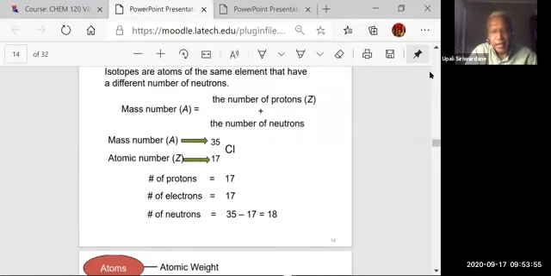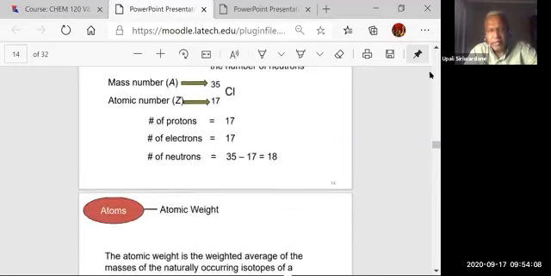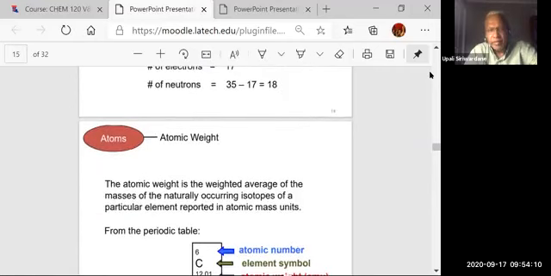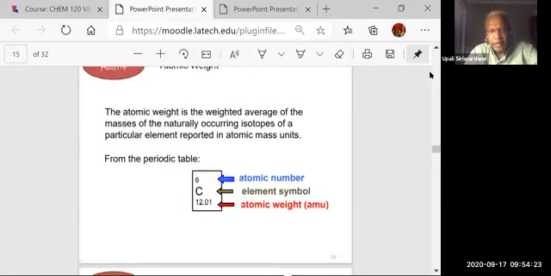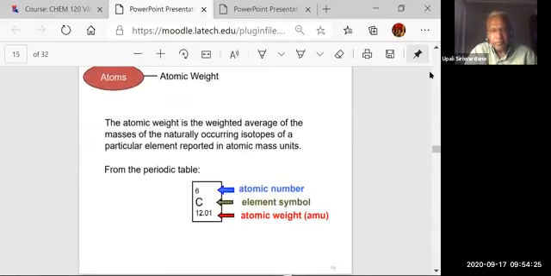Minus 17 is 18. I'm sorry. Proton number and the electron number is the same as the atomic number. In the neutral atom, the number of protons is equal to the number of electrons. Now, how do you get the neutron number from an isotope? You take the mass number and subtract the atomic number, you get the number of neutrons.